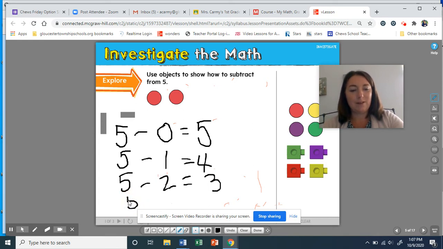5 minus 3 is going to equal 2, because you can see there's 1, 2 up here.